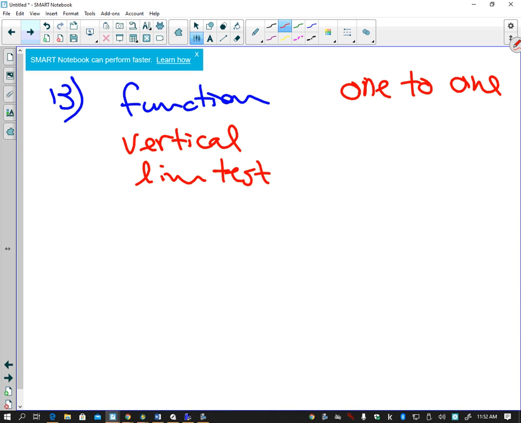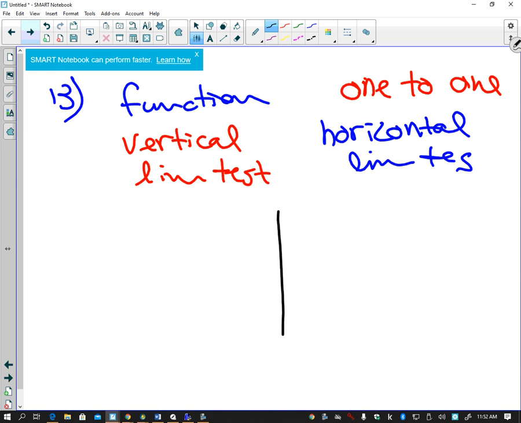But in order to be one-to-one, it has to first pass the vertical line test and then pass the horizontal line test. Okay? So for instance, something that's a function but isn't one-to-one would probably look like that. It passes the vertical line test here, which makes it a function, but it fails the horizontal line test. So that's an example of a non-one-to-one function.